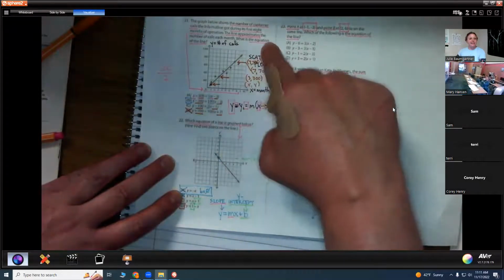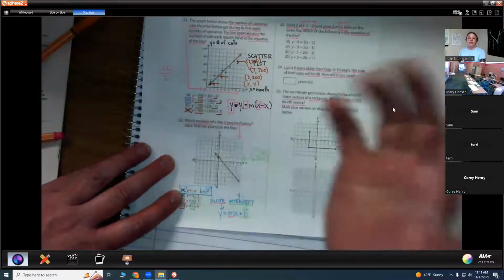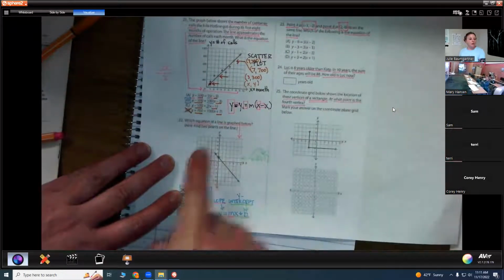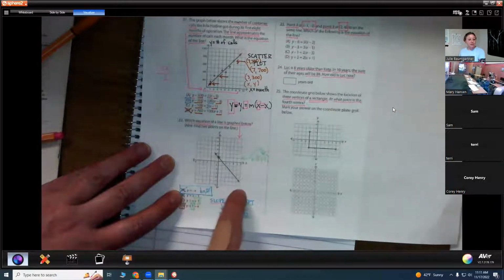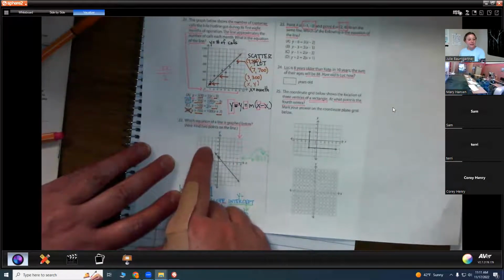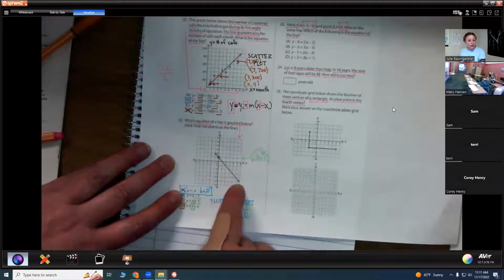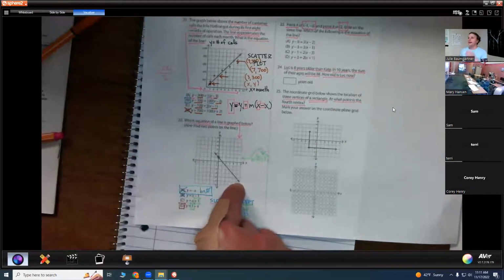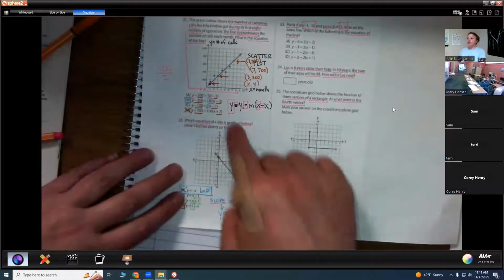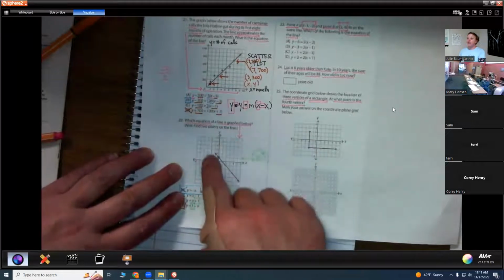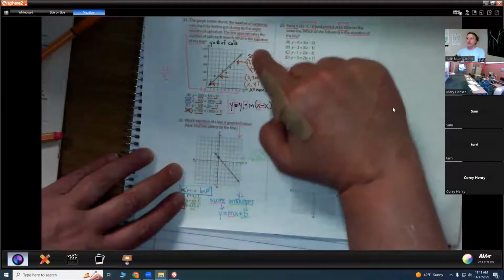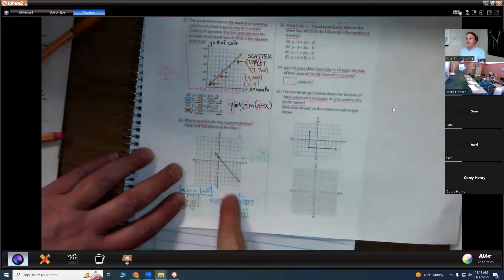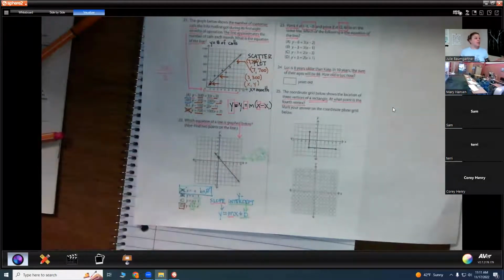Right? So whenever I see a line that is going upward from left to right, I know that M is always going to be a positive value. When I look at this line, because it starts high on the left and goes downward on the right, I know that it's a negative slope. So as I'm trying to eliminate answers, I can just look at the direction of the line and know whether the slope is positive or negative right away.